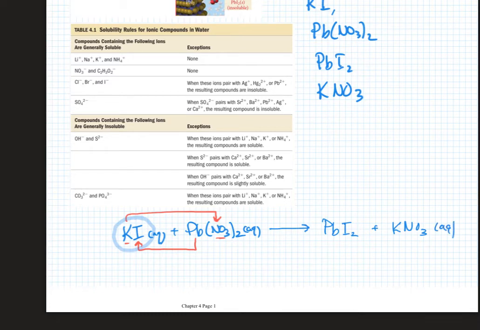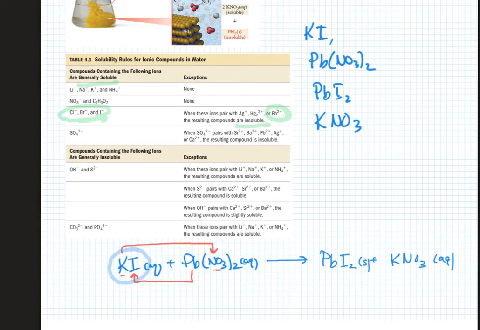Now, how do we know if potassium iodide is insoluble? So then we come back to this table and we say, let's see, let's find something. Oh, there's iodides right there. Well, they're generally soluble. So maybe that's soluble, except you read the exceptions. When these ions are paired with Pb2+, then they are insoluble. Okay, so that just tells us this must be the solid. So this is the way this table works.